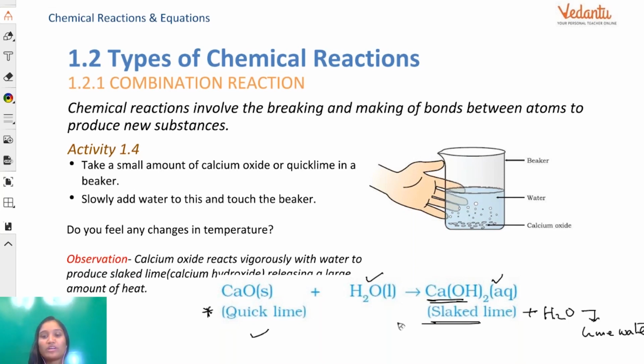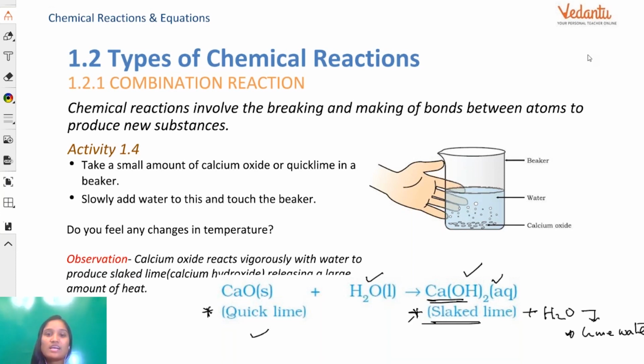So these three common names are very, very important. And there are many situations where board exams have used the common names to ask questions. Yeah. So if you are not aware what quicklime or slaked lime is chemically, you might miss 1 or 2 marks. Well, guys, calcium oxide is quicklime. Calcium hydroxide is slaked lime. If you dilute calcium hydroxide, you call it lime water. Out of this activity 1.4, we have Ca(OH)2 formed, which is nothing but slaked lime, right, guys?